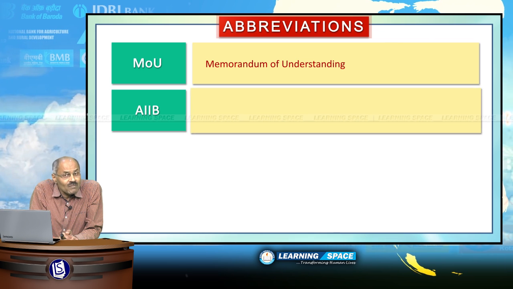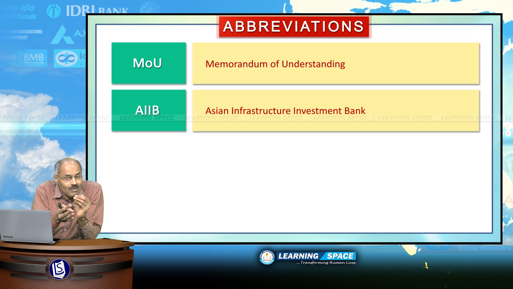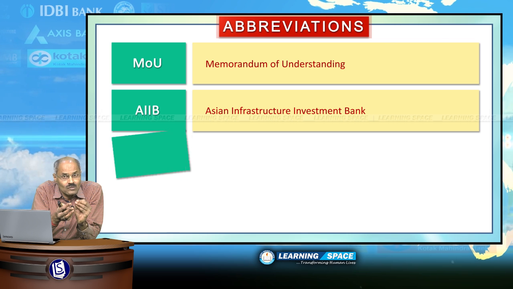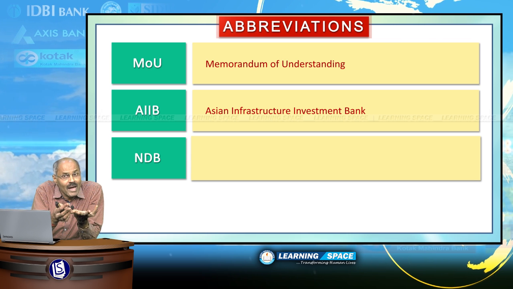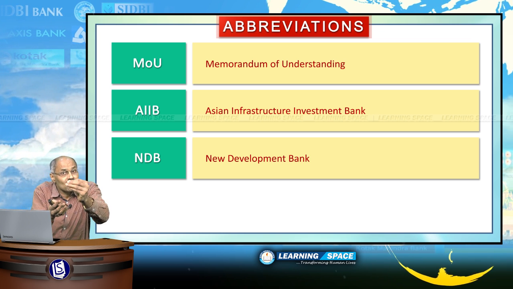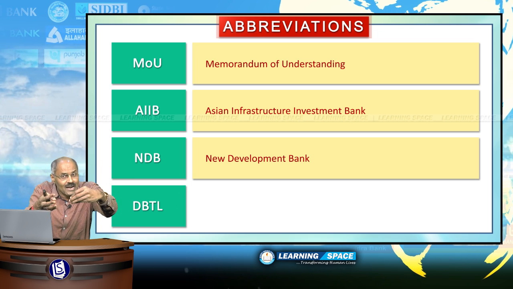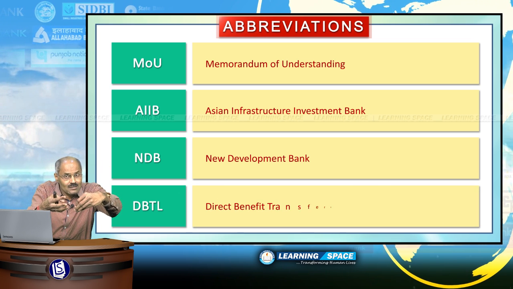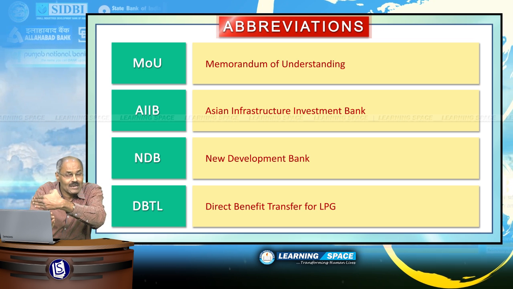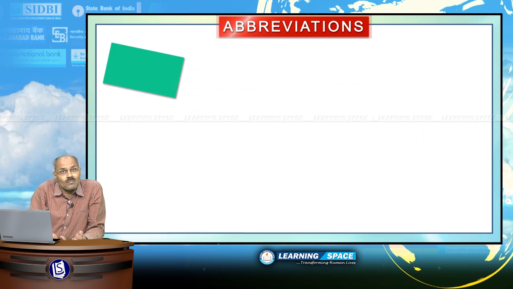AIIB, Asian Infrastructure Investment Bank, all of you are well aware, this is being established in China with Beijing as the headquarters. NDB, New Development Bank or BRICS Bank, being established with headquarters at Shanghai, all of you are well aware. DBTL, Direct Benefit Transfer for LPG, and this is also known as PAHAL. You will pay for the LPG cylinder at market price and you will get the subsidy into your bank accounts.